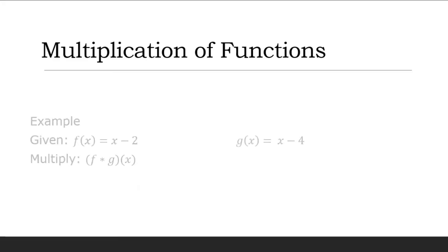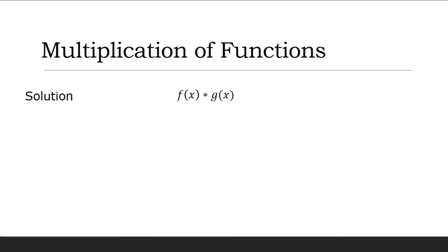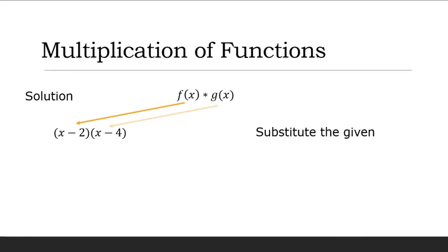Let's say, for example, given that f of x is equal to x minus 2 and g of x is equal to x minus 4, find f times g of x. Since we have a notation of f times g of x, it is also the same as f of x times g of x. So replace the notation with the given. As indicated in our example, f of x is equal to x minus 2 and g of x is equal to x minus 4. After that, use the distributive multiplication.